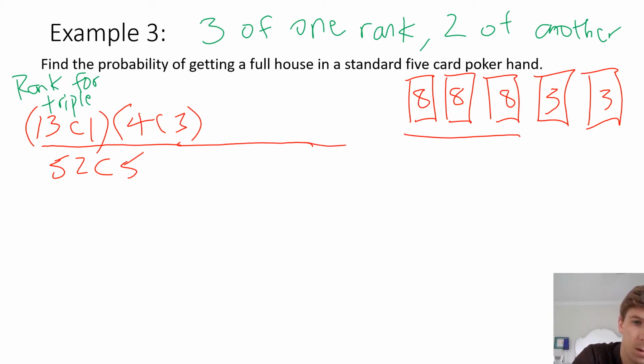All right, so now we've got to deal with the pair. Okay, we handled the triple. Let's work with the pair. So in order to choose the rank for the pair, it cannot be the same rank as that triple. So we only have 12 options now. And we just want to choose one again.